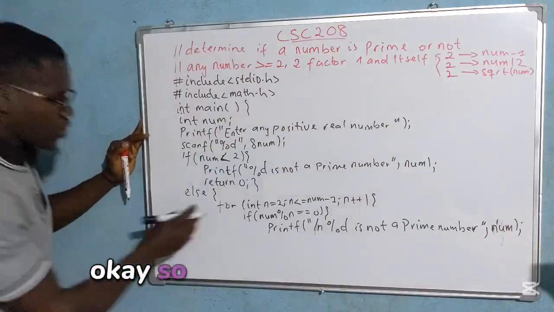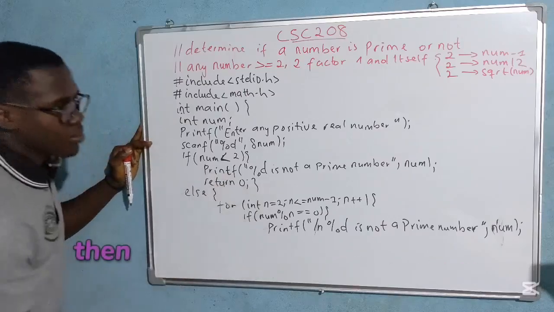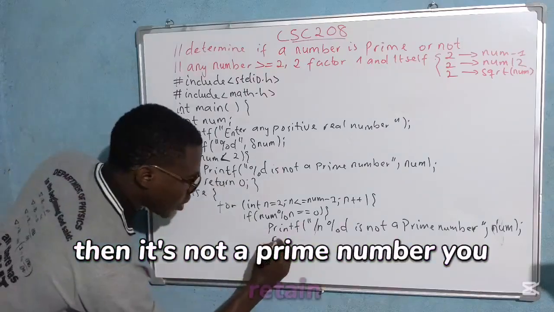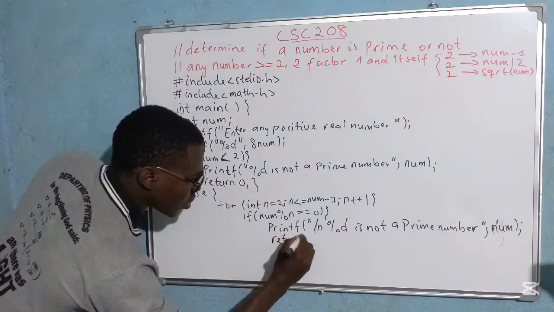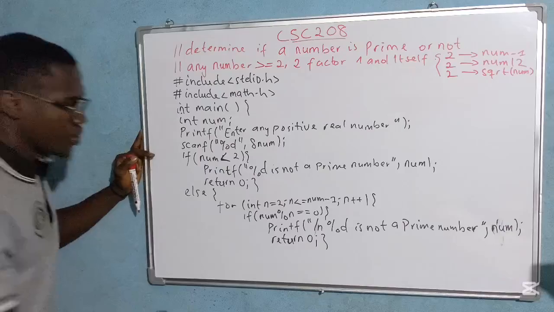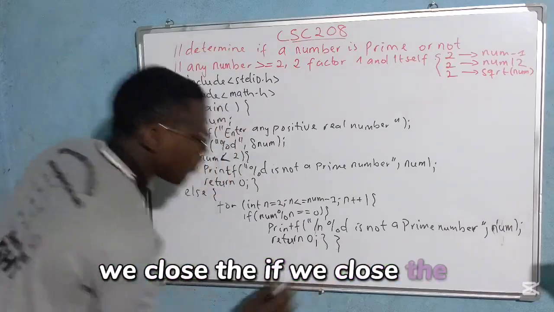Okay, so if this condition is true, then it's not a prime number. You return 0. We close the if, we close the for.